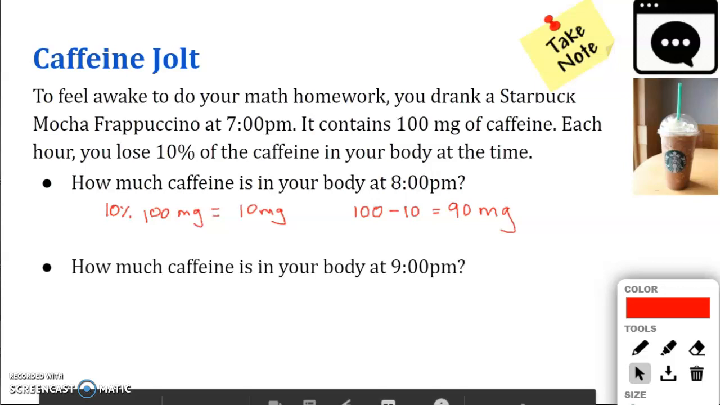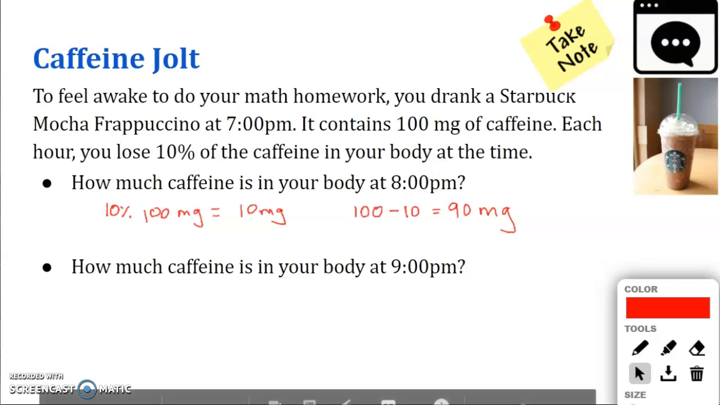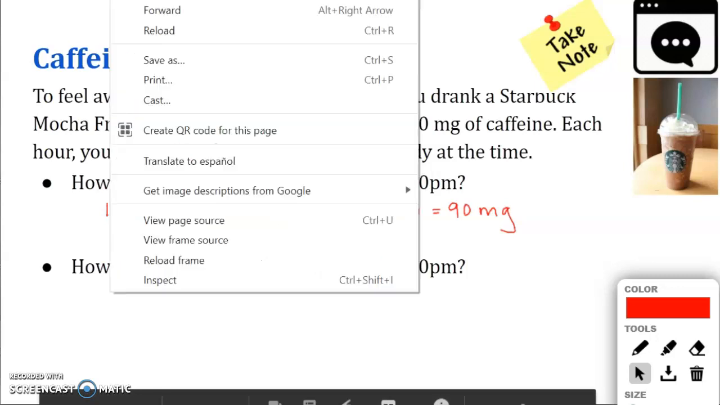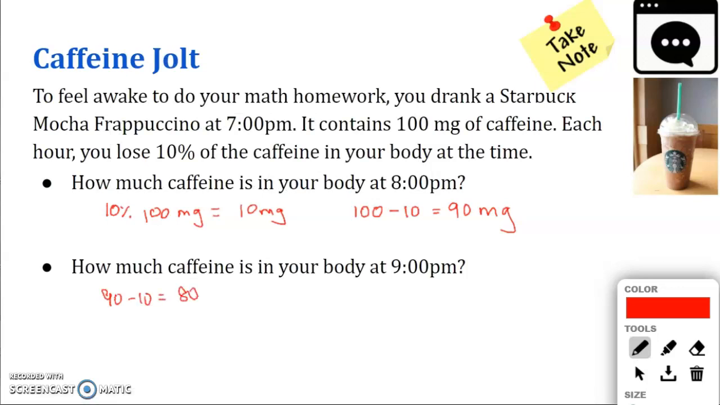Okay, then the next question is, how much caffeine is in your body at 9 p.m.? That's after 1 more hour. So you might be thinking, oh, okay, I'm just going to take another 10 milligrams off from 90 milligrams, so I would have 80 milligrams. So 90 minus 10 is equal to 80. So this could be my thinking. However, is this true? Actually, not quite.